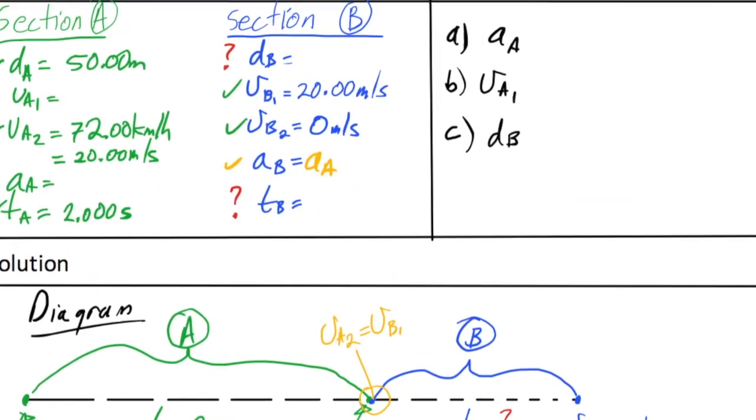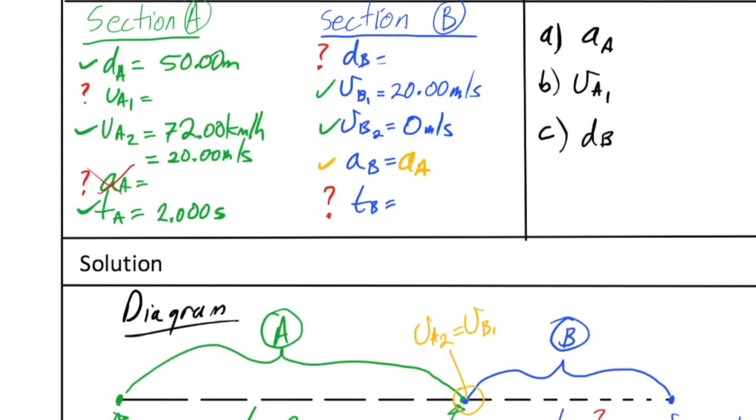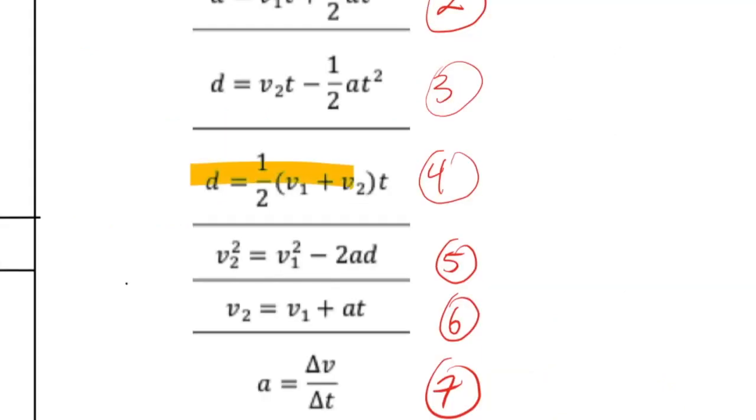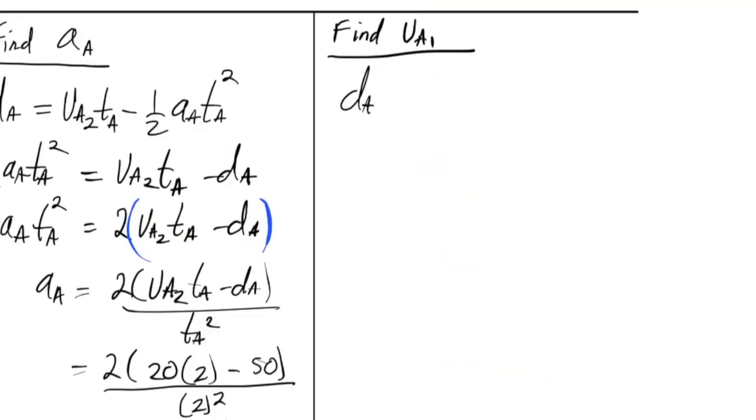So to find VA1, this time we should avoid using the acceleration if we can. I mean, the number was good. There was no rounding error or anything like that. It worked out to a perfectly even number, but there is still the possibility that you made a mistake in the calculation somewhere. So it really is just best to avoid it. So we look for the one equation that doesn't have acceleration in it, and that would be equation number 4. So dA is equal to 1/2 (VA1 plus VA2) times TA.